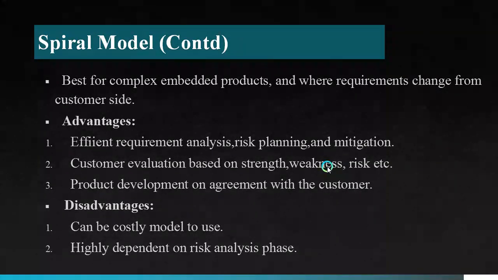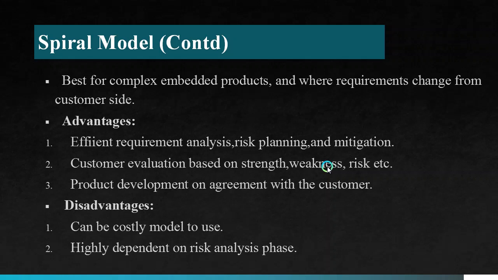It is best for complex embedded products and where requirements change from customer side. So, as the prototyping model, it is flexible with the requirement changes. Now, the advantages: efficient requirement analysis, risk planning and mitigation. So, the main principle of the spiral model is risk handling. And customer evaluation based on strength, weakness, risk, etc. So, as we said, the principle is risk planning or risk handling. So, the customer evaluates the product or the prototype based on its strength, its weakness, risk handling capability, etc.